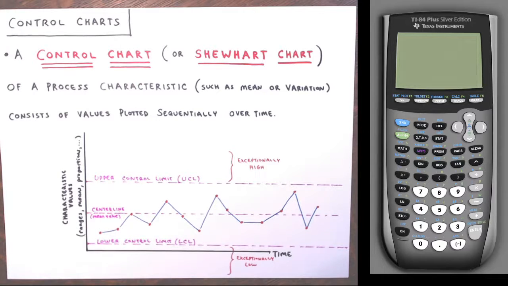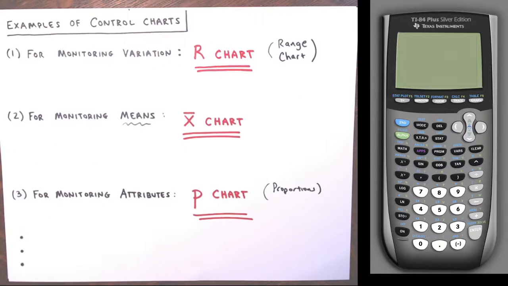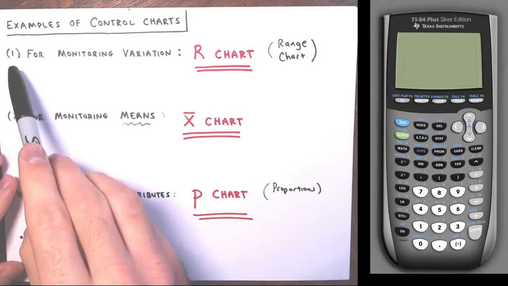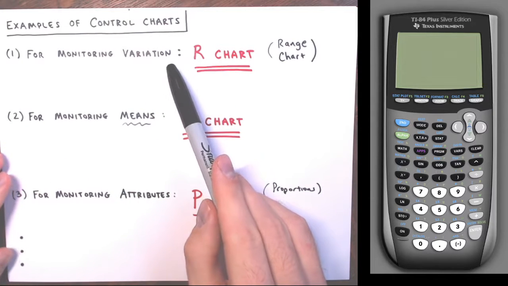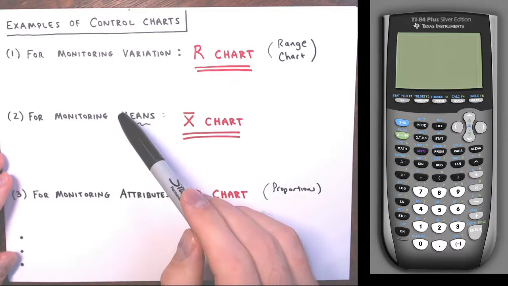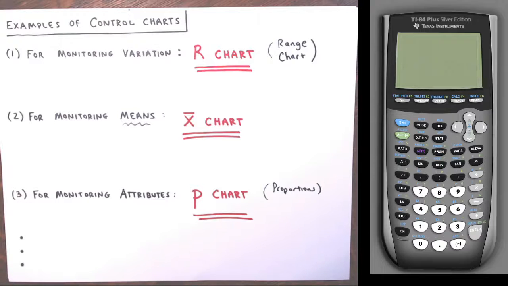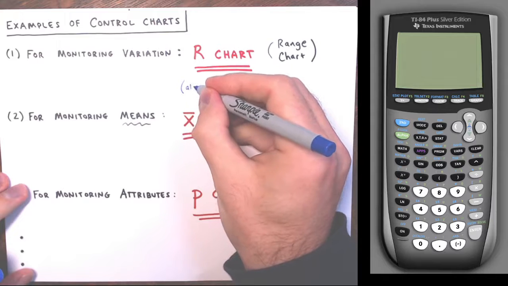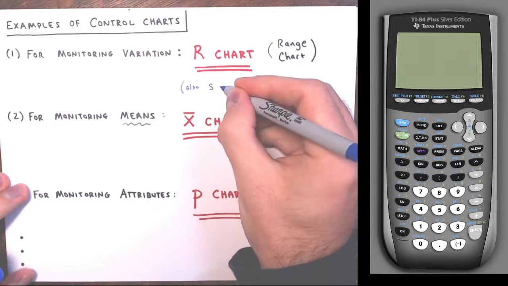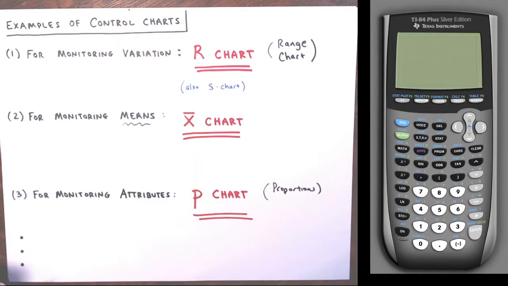And then, as with the last video, I had some examples of control charts you might come across in your study of statistical process control. One is for monitoring variation. Now there are actually a couple of these, more than just the R chart. There's also the S chart, which would be for standard deviations, and maybe I'll write that here as well for monitoring variation. Remember, S was the symbol for sample standard deviations.